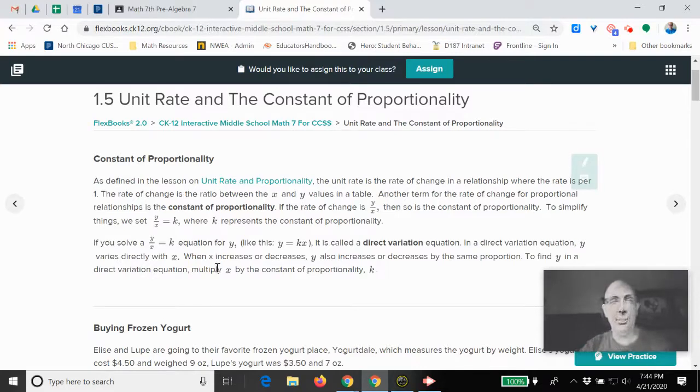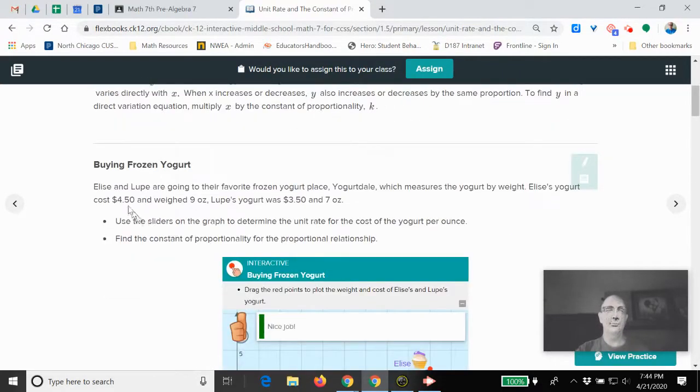So when x increases or decreases, y also increases or decreases by the same proportion. To find the y in a direct variation, you multiply x by the constant of proportionality, k. If you want to know the y, you take k times x. See how this works.